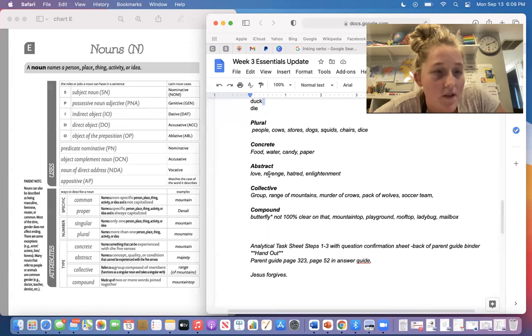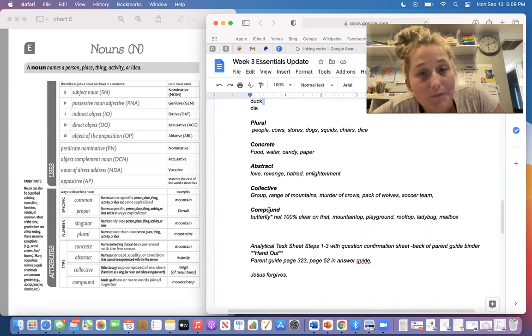We have concrete versus abstract, and then collective and compound. These are all the types of nouns. So a concrete noun is something that you can touch, you can smell, you can taste, you can feel, you can hear. These would be like food, water, candy, paper.